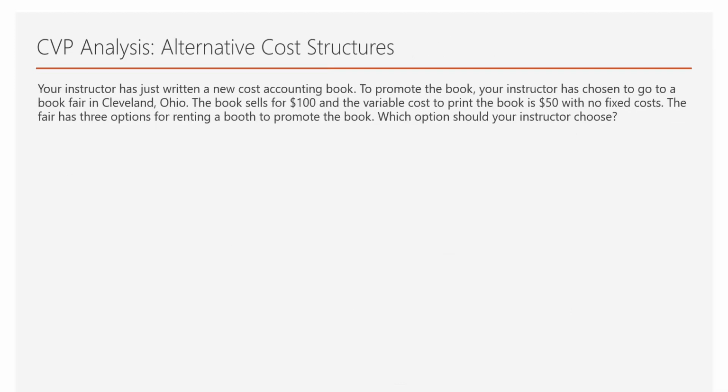We can also use CVP analysis to look at alternative cost structures. And I've got an example here to really illustrate the alternative cost structures. Your wonderful instructor has just written a new cost accounting book. To promote the book, your instructor has chosen to go to a book fair in Cleveland, Ohio. The book sells for $100 and the variable cost to print the book is $50 with no fixed costs. So the fair has 3 options for renting a booth to promote the book. Which option should your instructor choose?